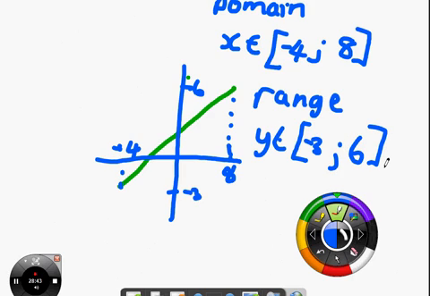And basically you need to understand the domain and range of a straight line. Okay.